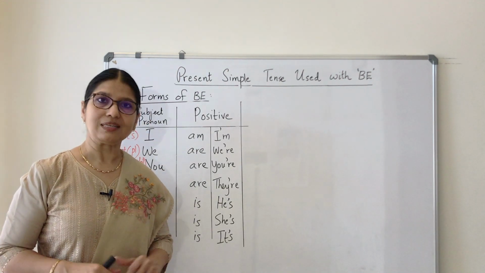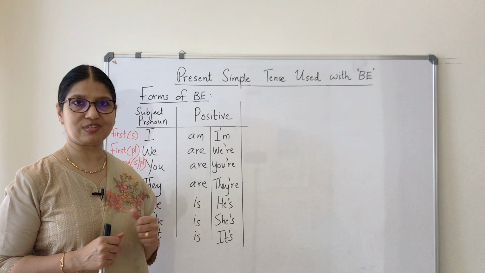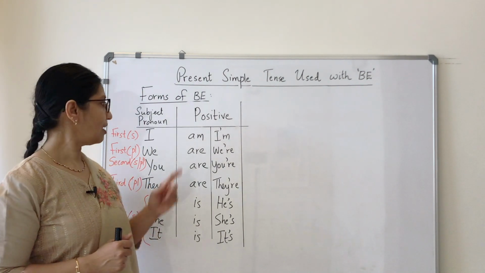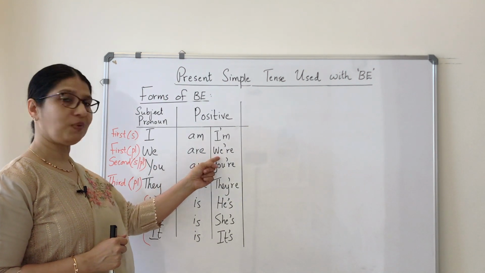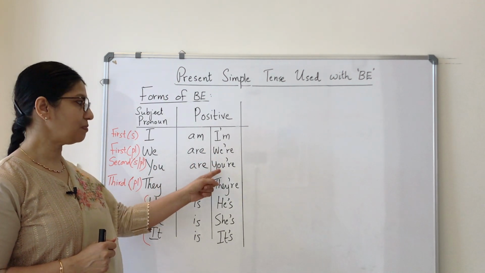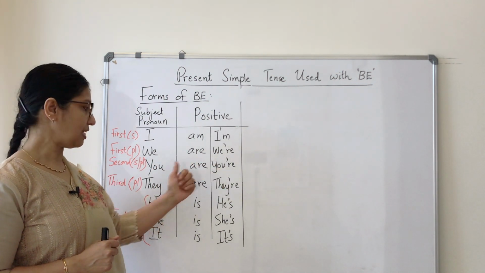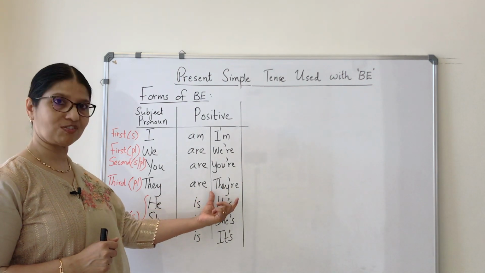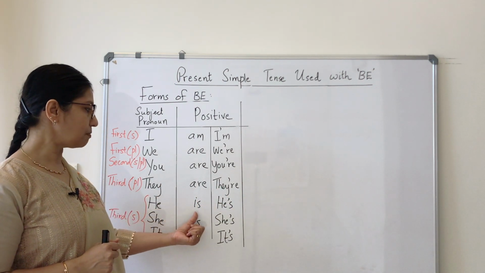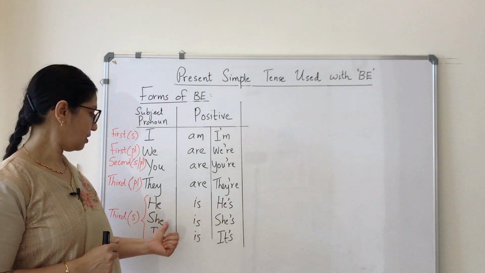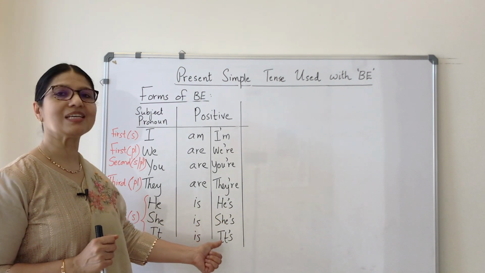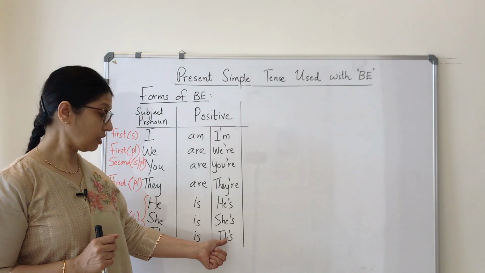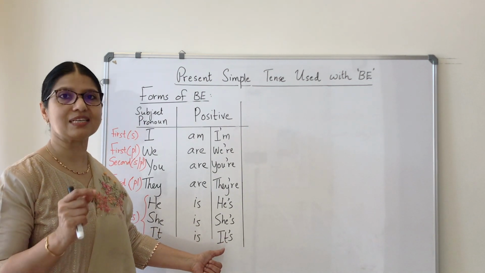Now let's look at the contractions of these positive forms. Thus, I am becomes I'm. This is we are, here it becomes we're. Here it becomes you're. The same thing with they are, it's contracted here. He is becomes he's. She is becomes she's. And it is becomes it's. So here it actually means it is.